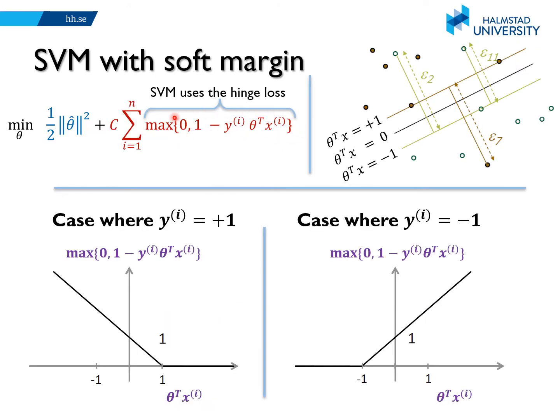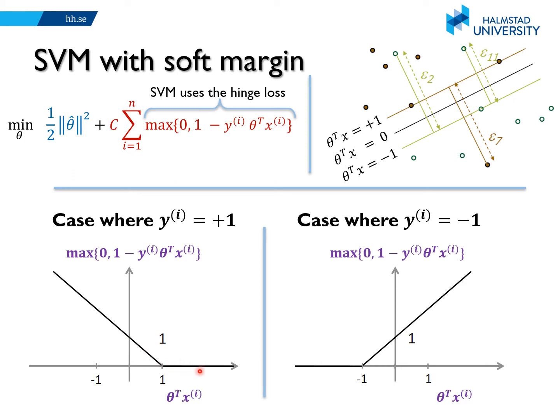Now let's take this part here. It is called the hinge loss. This is the cost or loss for one training example, xi, with its corresponding label yi. And this part here, theta transpose xi, is the prediction. If our training example belongs to the positive class, it has this label, +1, then this is how the hinge loss looks like.